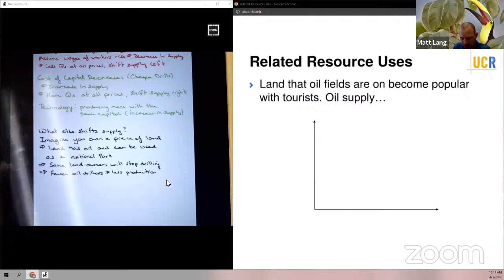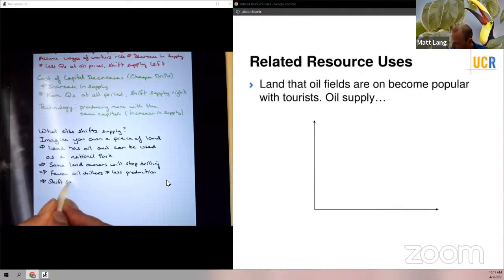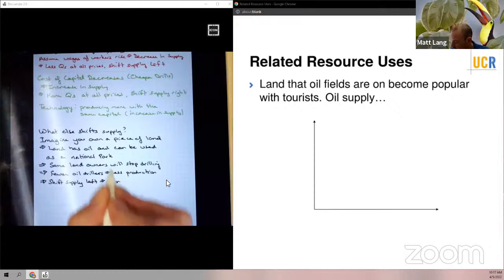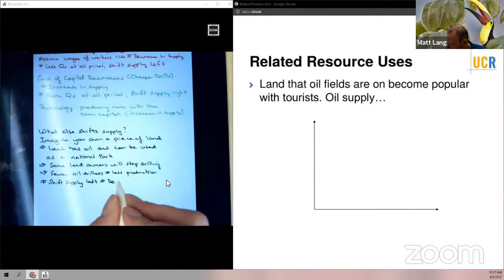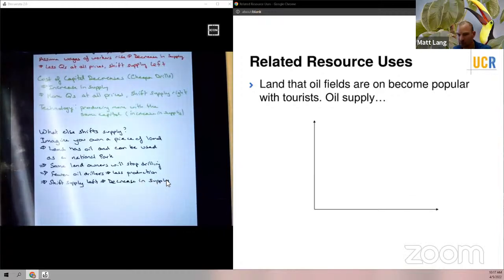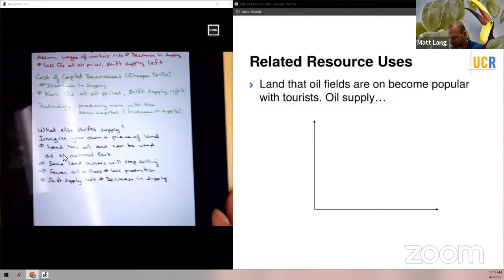If you're sitting there saying, okay, I'm drilling for oil, and somebody says, actually, you could turn this into a national park, and this is the kind of revenue you get from this. Well, all of a sudden you've got less. Some people on the margin will say, yeah, I'm going to go ahead and stop producing oil. I'm going to stop producing gasoline. We are going to shift our supply left. The reason is because, again, the story we're telling with less production is a decrease in supply. Both those things are the same thing.